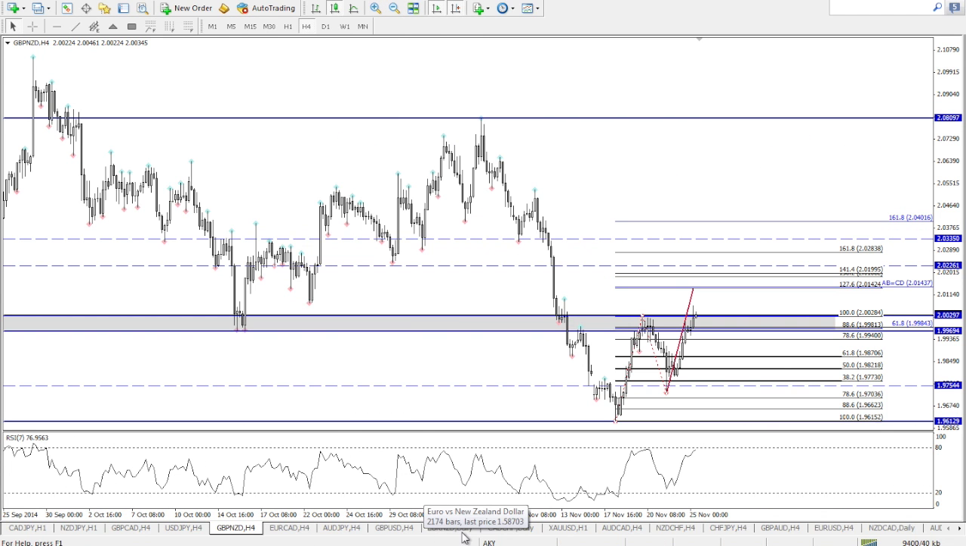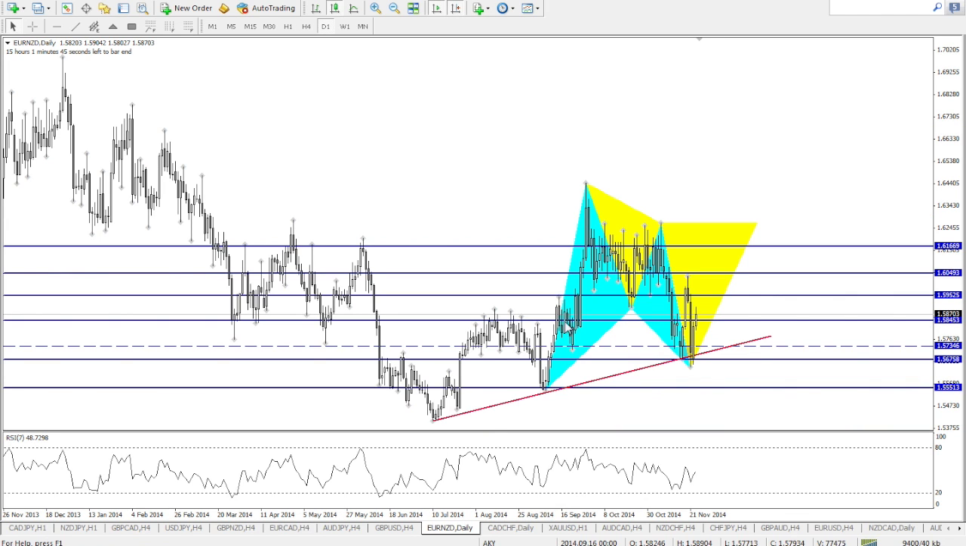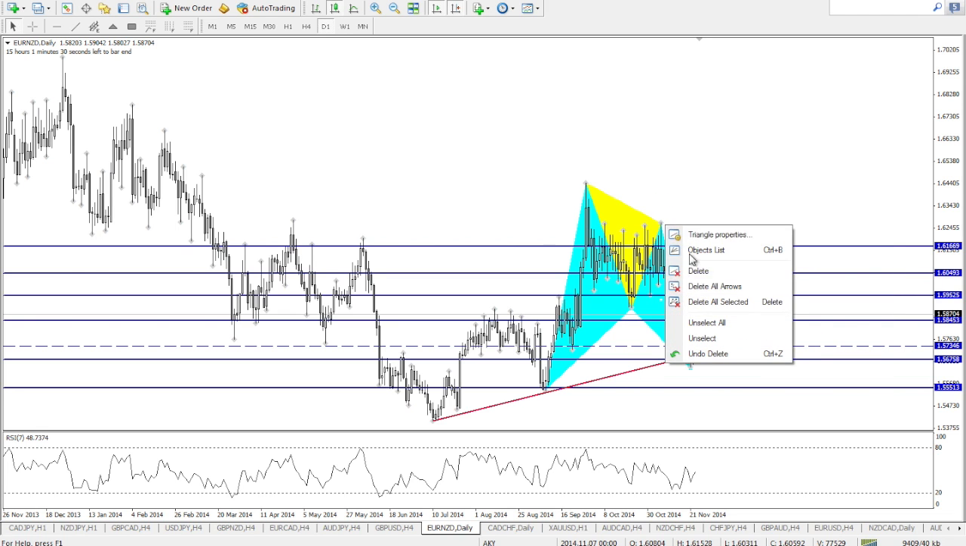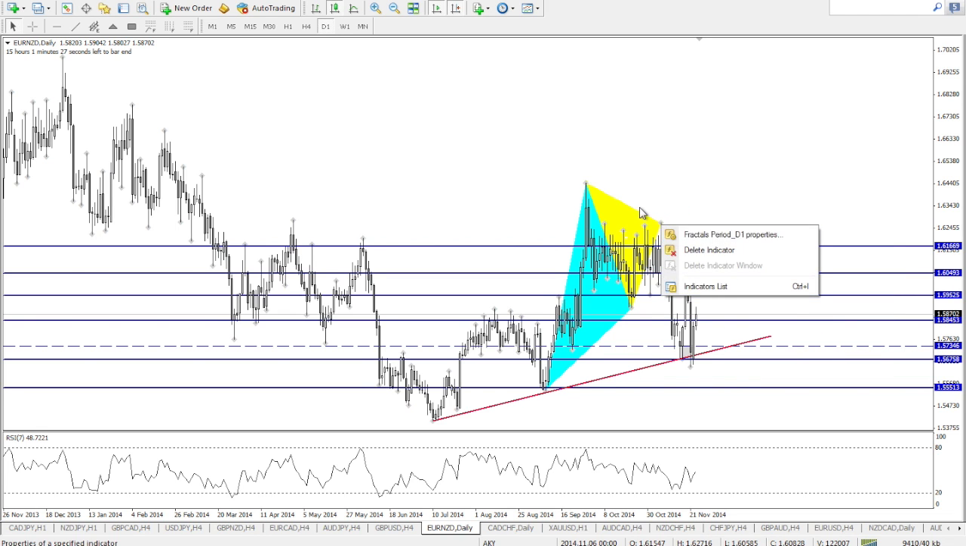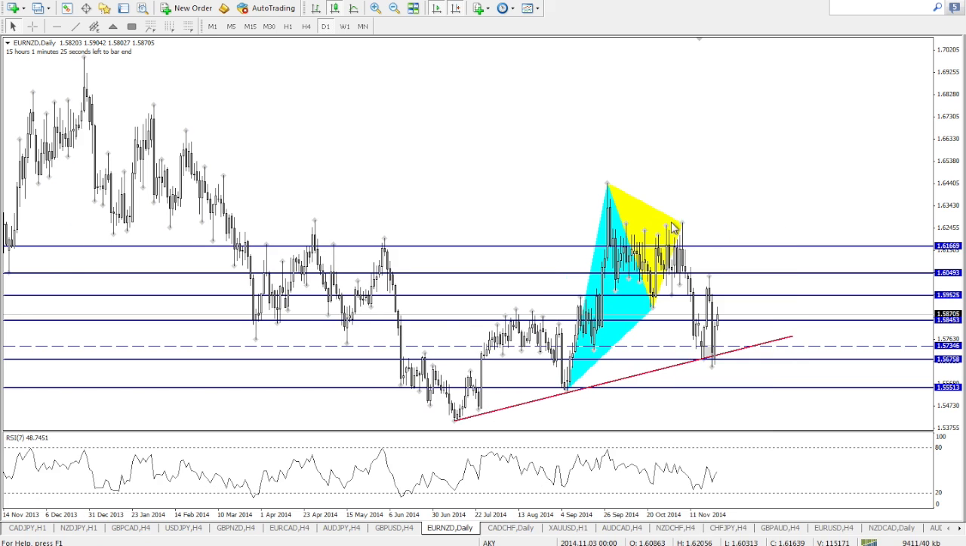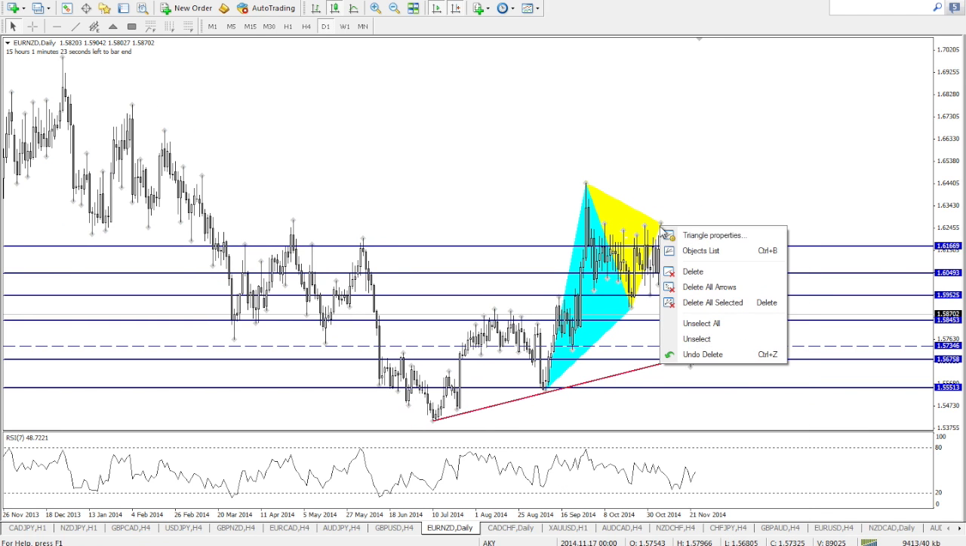Another one I want to share with you is the Euro New Zealand pair, right? So you can see that on this chart I drew in two patterns. One is the Gartley, one is a cipher pattern. So let me just bring you through this video mainly focusing on the ABCD pattern, right? I'll just remove the pattern first. This is not working.